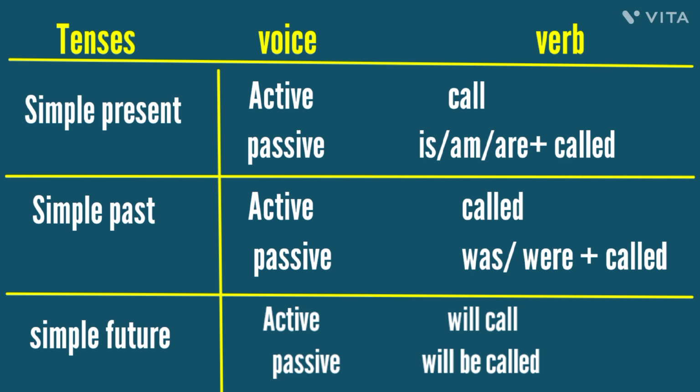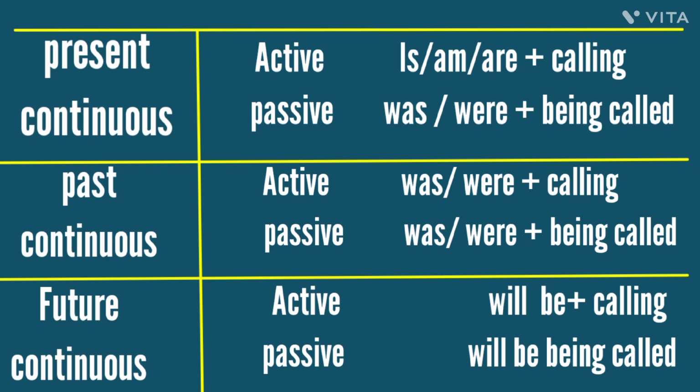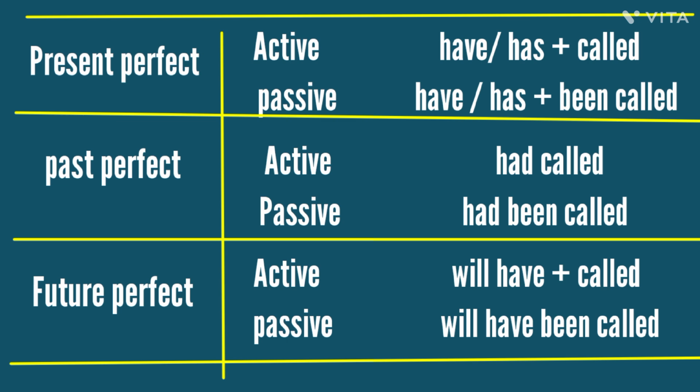Simple past tense. The verb called is changed to was called or were called in passive voice. Simple future tense. The verb will call is changed to will be called in the passive voice. Notice how the verb changes when converting from an active voice to passive voice. This is because the focus shifts from the doer of the action to the receiver of the action.